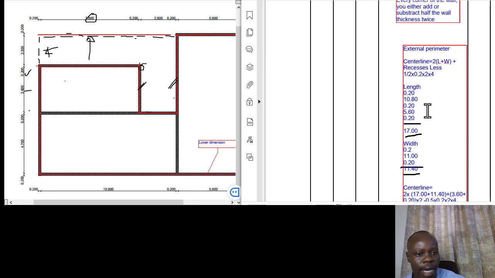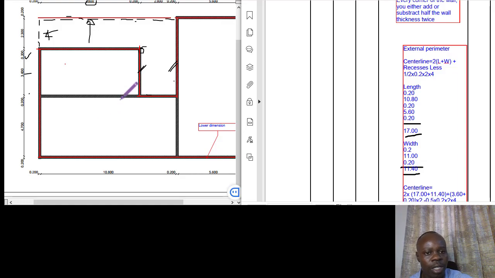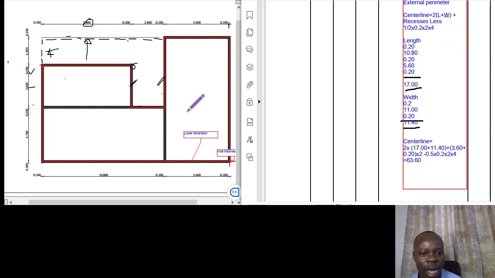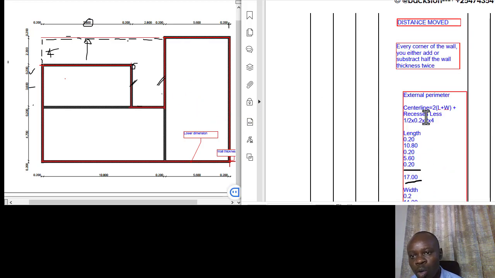So it's as simple as we've discussed. That is a simple step of how to calculate center line for a plan that is not perfect, a plan that is having recesses and so on. So if you are wondering about getting to the harder part, it's not there, because it's very straightforward and very simple, as we've explained, using the rule of distance moved.